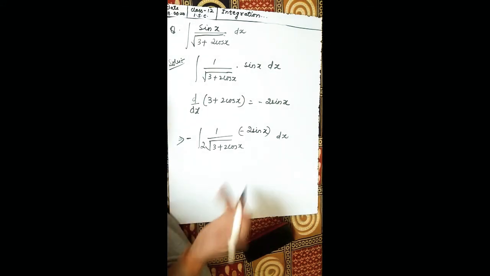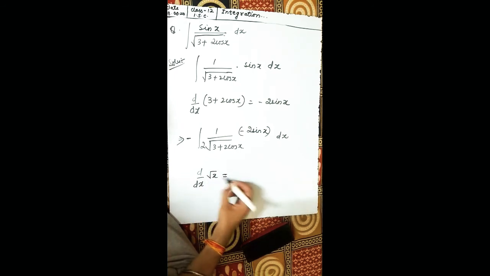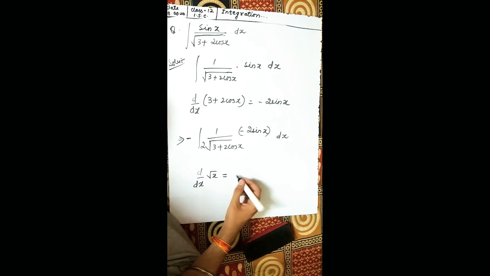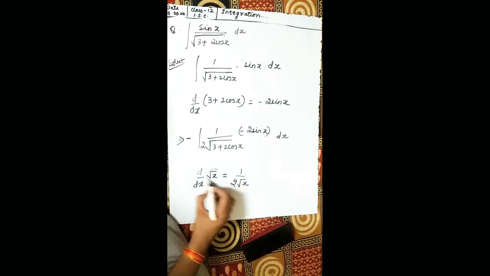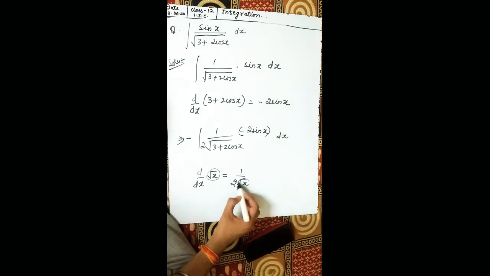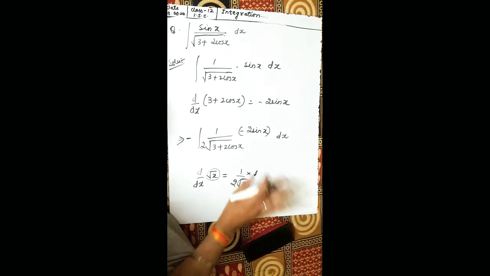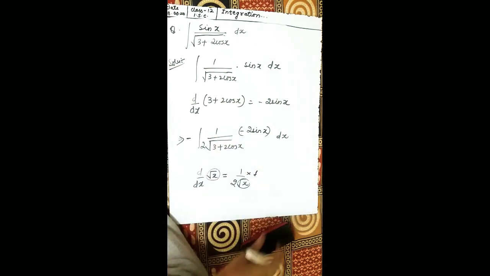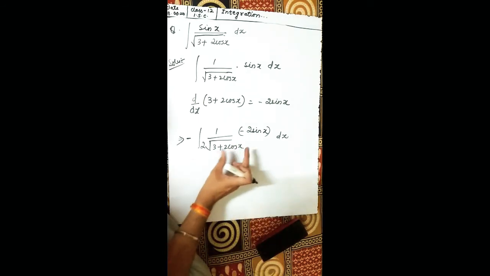Now, one thing I just want to ask you, what is the differentiation of under root x? If you remember, the differentiation of under root x is 1 upon 2 root x. So whatever root x you are having, the same root x you are having here, and into the differentiation of 1, which is the differentiation of x, is 1, which we just ignore.